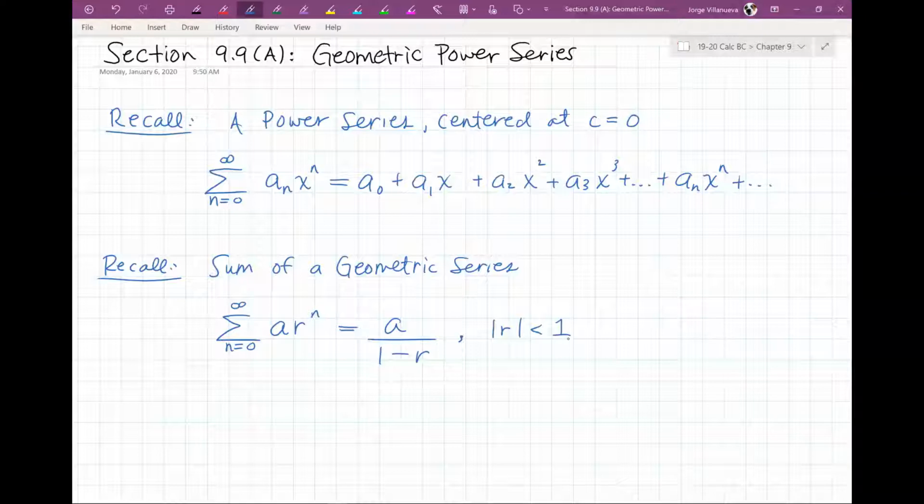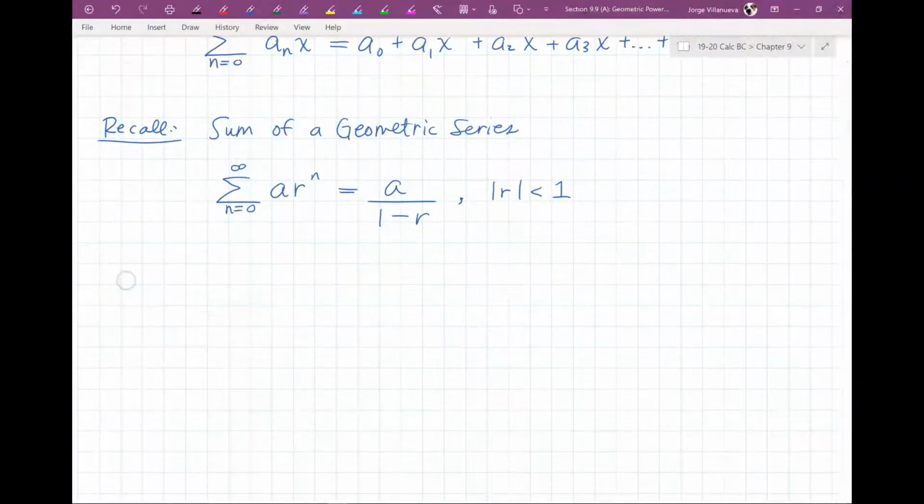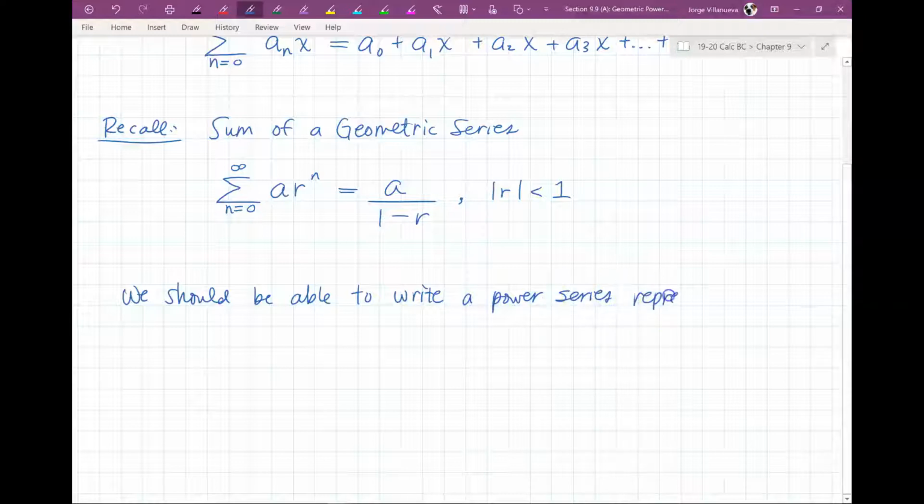Okay, so these are things that we've done before. Okay, so knowing those two things, knowing what a power series looks like, knowing what the sum of a geometric series looks like, then we're going to be able to write power series for things that look like this. So let me give you an idea of what we're doing here. So we should be able to write a power series representation, let me put right here, for f of x equal to 1 over 1 minus x. And we'll center it at 0.